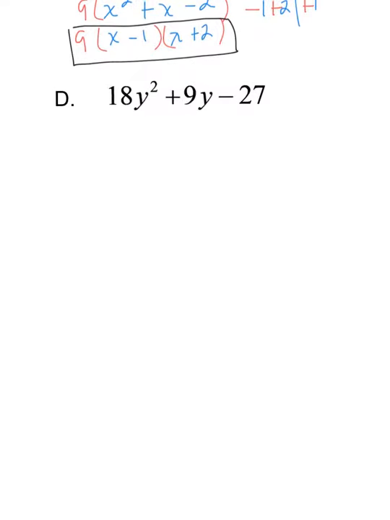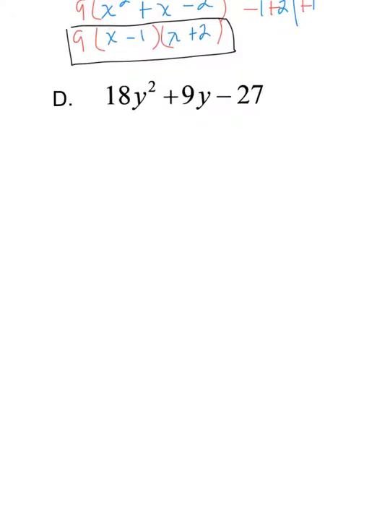Finally, let's look at D. So as you look at the numbers 18, 9, and 27, the biggest number you can divide them all by would be 9. So I can divide them all by 9. They do not all have a y, so I cannot take a y out in front. So then I'm left with 18 divided by 9 is 2, bring down the y squared. The 9's here cancel, bring down the y. Negative 27 divided by 9 is negative 3.